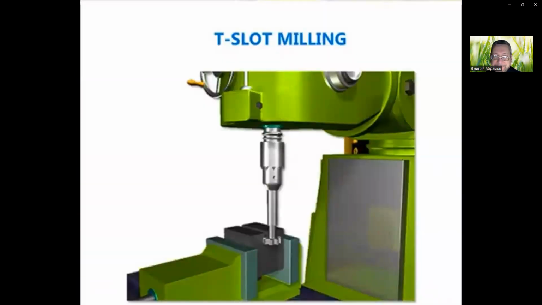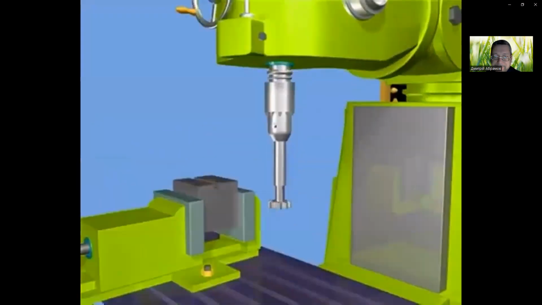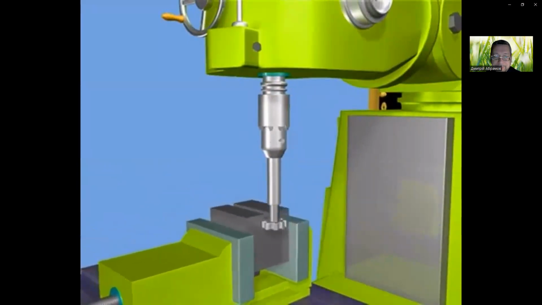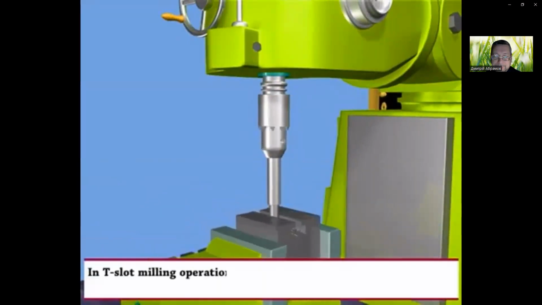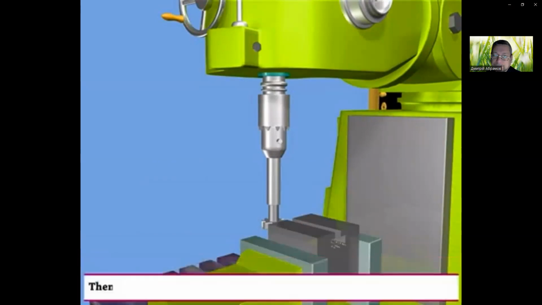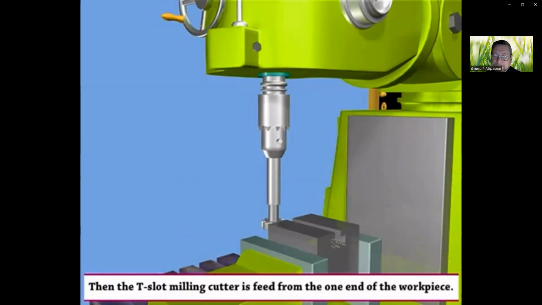T-slot milling. T-slot milling cutter. Workpiece. Let us see the T-slot milling operation. In T-slot milling, first, a plain slot is cut on the workpiece by a side milling cutter. Then the T-slot milling cutter is fed from one end of the workpiece.